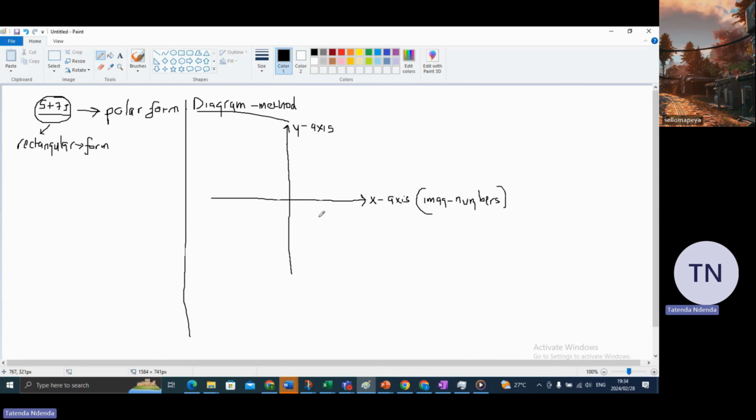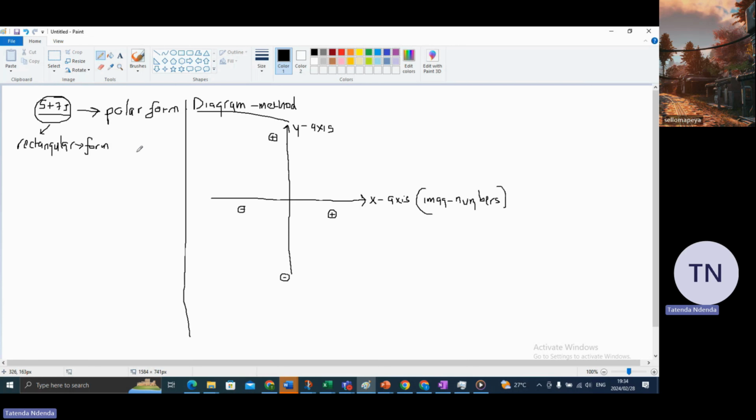So we know that on this diagram, guys, on the right side here we're having positive, and on this side is negative along the x-axis. Then the y-axis, the upper part is positive, then the lower part is negative. Okay.